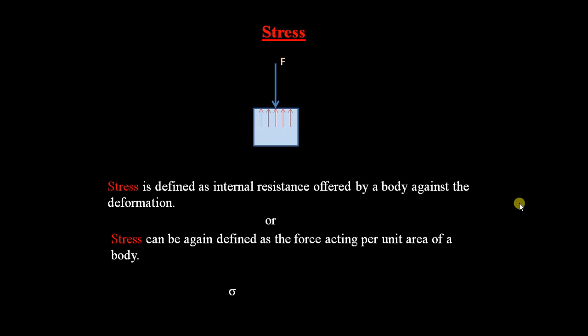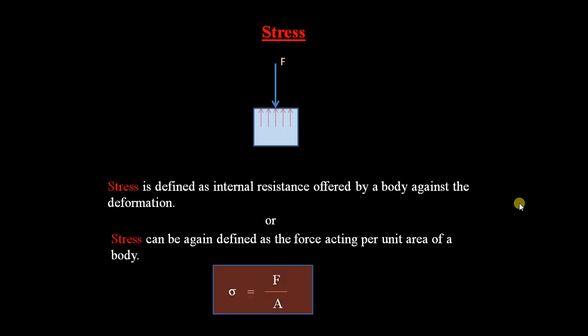So the formula we can simply write as sigma is equal to, where sigma is the symbol used for representing stress, force, that is the external force we are applying, divided by area. So it is force per area, that is force by area. So sigma is equal to F by A is the formula for finding the magnitude of the stress.